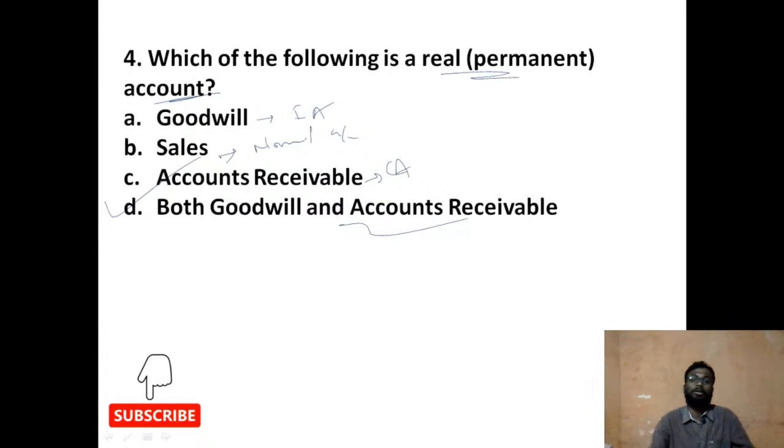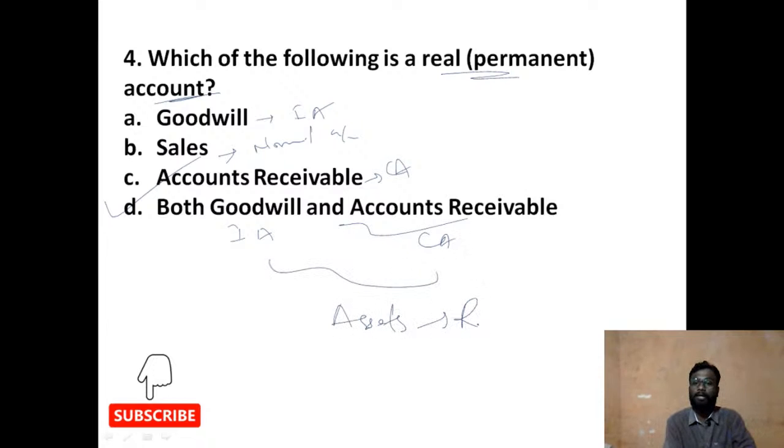So try to understand the points. Goodwill and accounts receivable are the part of real accounts. Yes, guys. Since goodwill is an intangible asset and accounts receivable are the part of current assets, both are the part of assets. So all the assets are part of real account. Is it clear?